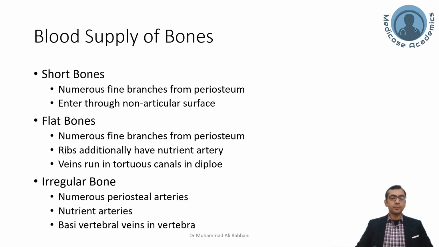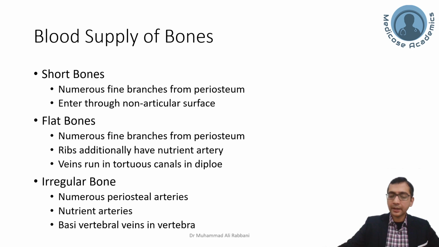And then there are irregular bones. So they have periosteal arteries. In general they lack common nutrient arteries, but they're also present. There's a combination like those in the ribs, and then there are others, it depends from bone to bone. For example, in the vertebral column, at the back of the vertebral body, the veins exit in a common vein known as basivertebral veins.